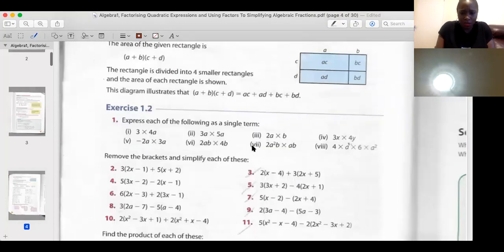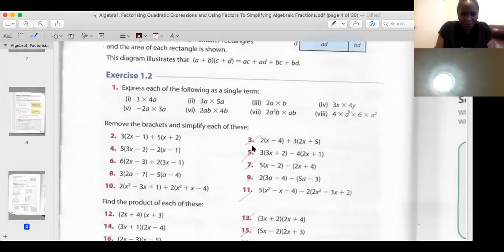So now can you try to solve question 12, please? I want you to do that question 12 there. Can you try to solve question 12? Okay. 2x plus 4 in a bracket, then bracket x plus 3. Quickly.